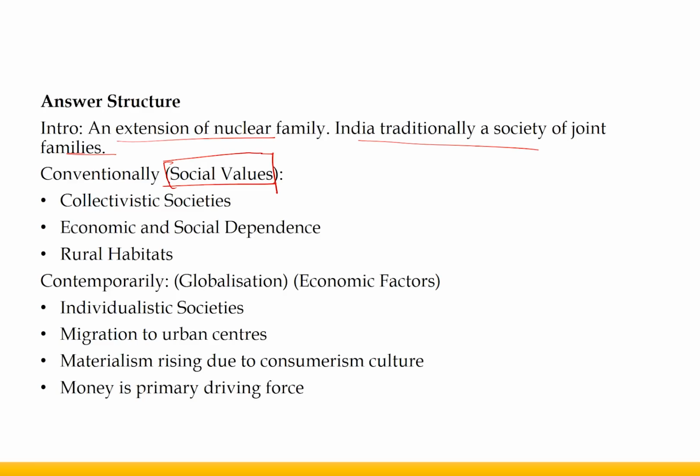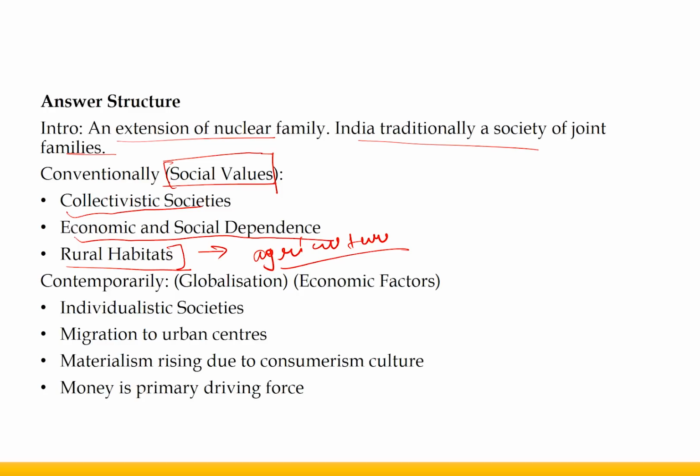India had collectivistic societies. Economic and social dependence were some of the reasons, which is why people wanted to stay together. The habitat was primarily rural, and the workforce was primarily engaged in agriculture, which was dependent on too many people. So they had to stay together, which is why the joint family was conventionally a product of social values.